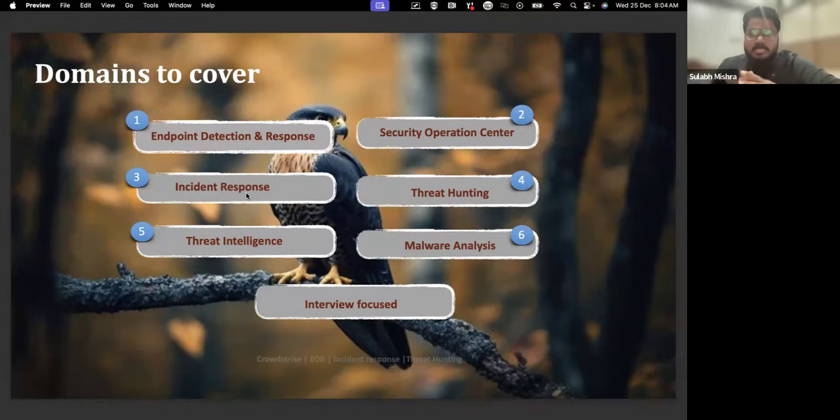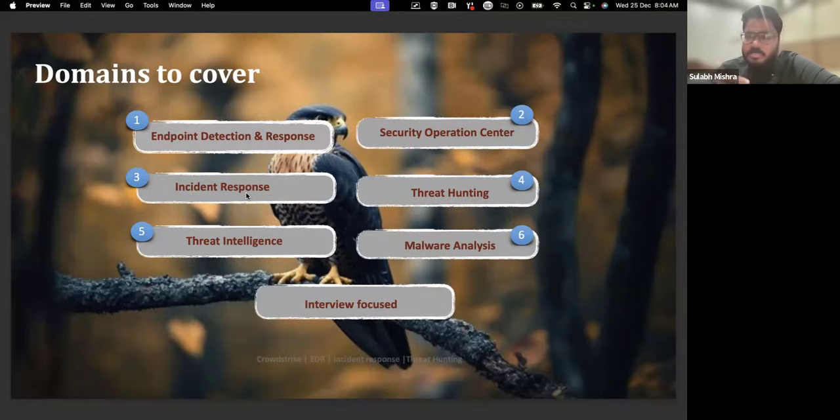As you could see on the screen, we have 6 core domains that we are going to cover in these 3 weeks. First is endpoint detection and response, where we'll try to understand the core basics of an EDR, and also see the administration side of the Falcon. We'll see the in-depth details of the Falcon, its features and operations, and how we manage the EDR as an administrator.